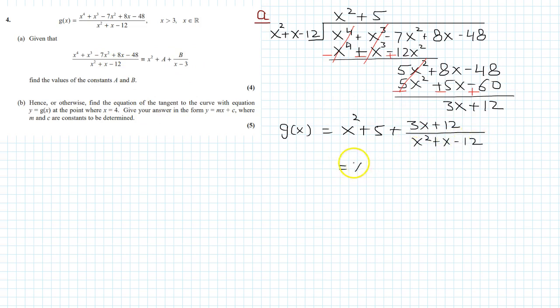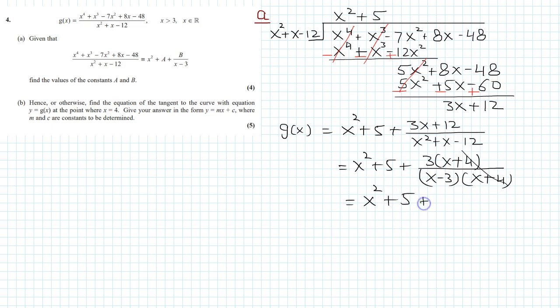So that is equal to x square plus 5 plus, this can be written as 3(x plus 4). You need not do the factorization, it's already clear. This is 4, so 3 and 4, so it is (x minus 3) and (x plus 4). x plus 4 cancels, so that is equal to x square plus 5 plus 3 over x minus 3.